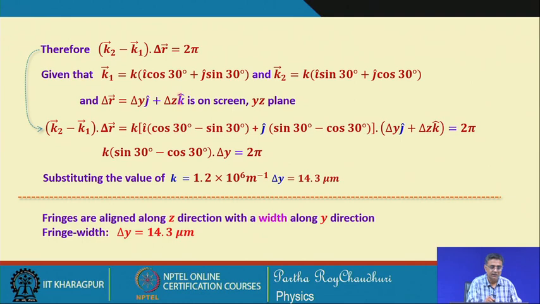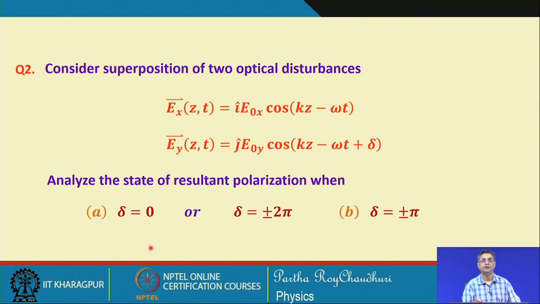So, effectively there are a few ways of taking the superposition of this. Effectively it gives you k 2 minus k 1 dot delta r equal to twice pi, which gives the condition for the same phase points on the screen. So, the fringes are aligned along the z direction with a width delta y along the y direction. So, delta y equal to this, and then we will consider another superposition of two optical disturbances, given by E x equal to this quantity.